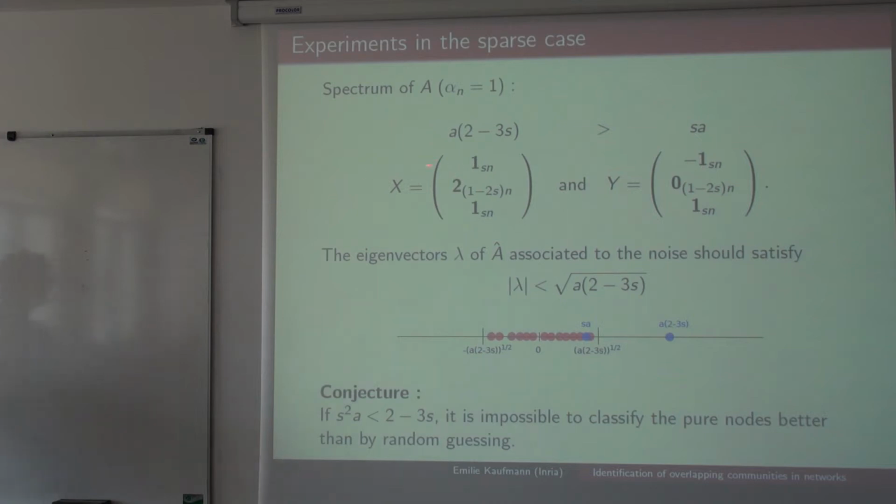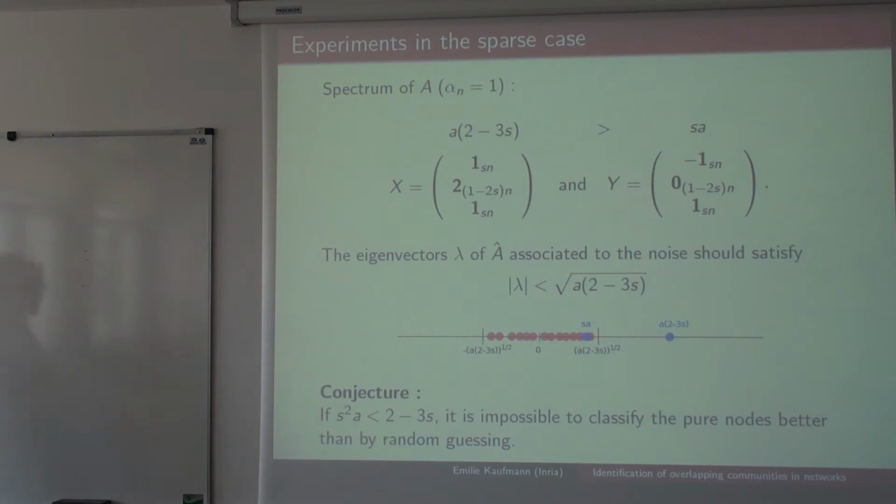Nodes in community 1 will be mapped in the spectral embedding to the vector (1, -1). Nodes in community 2 will be mapped to the vector (1, 1). And nodes in the overlap will be mapped to (2, 0). And you see that this one is the sum of the two others.